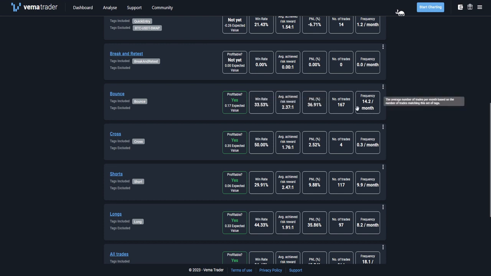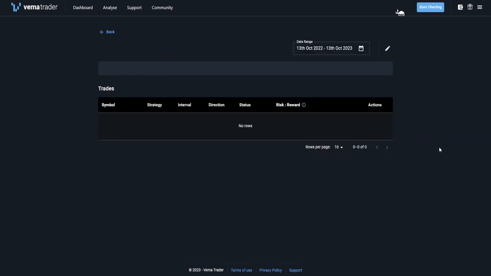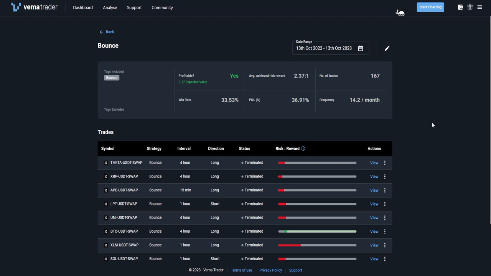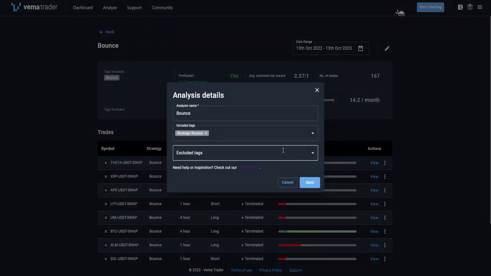Now I picked bounce for two reasons. One, it's positive, which is kind of the requirement. Two, he's got 167 trades. So we know we've got a lot of data to work with here to analyze. So we're going to go into the bounce and we're going to muck around with things. Now with 167 trades, it's going to take me a long time to sort of look at this and pick out some common themes. So what's a lot faster is to simply just test things.